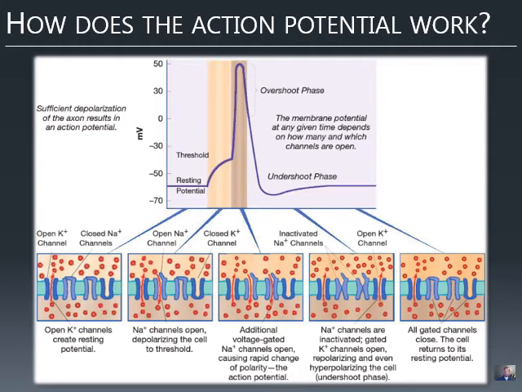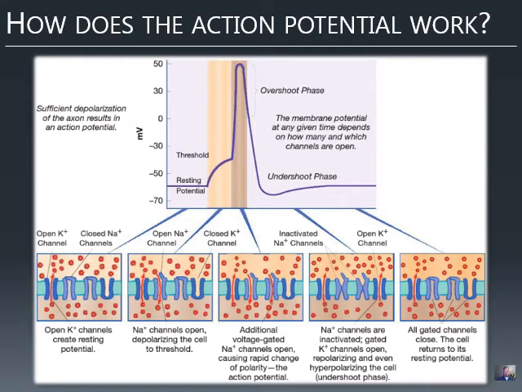And so what we're going to see is that this change of potential results from sodium coming into the neuron and potassium coming out. But these things occur at different times. And so we're going to talk about the sequence of events that constitute an action potential. Now, when a neuron isn't firing, it's just at what we call rest. So it is at its resting potential.